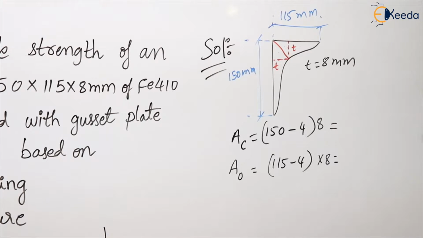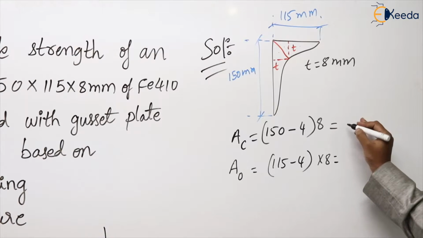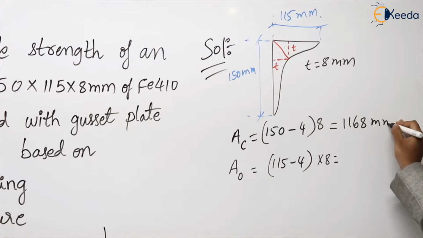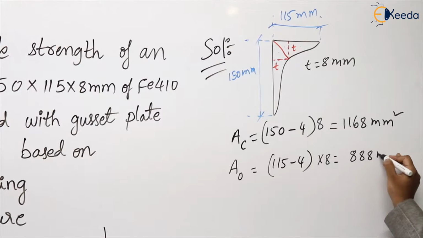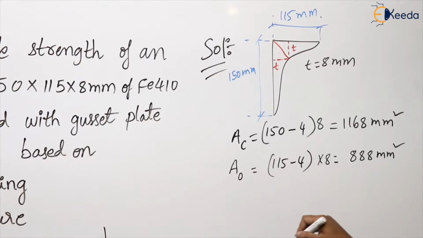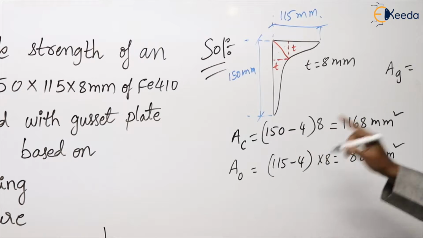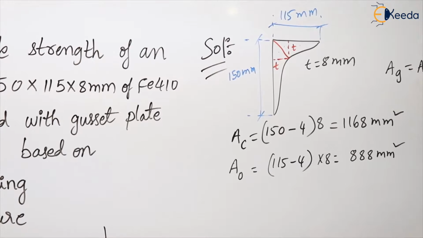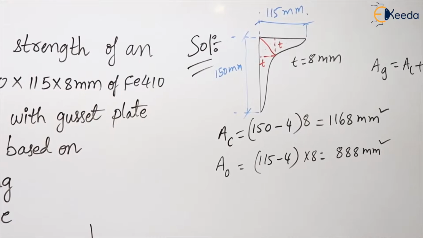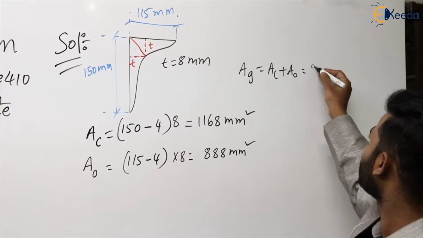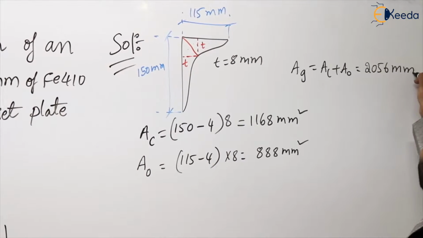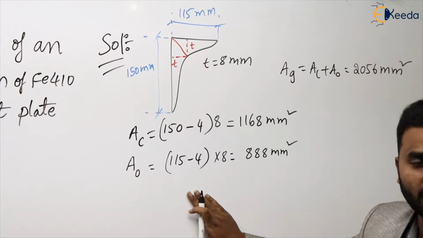It is 1168. So the area of the connected leg is 1168 mm square, and the area of the outstand leg, 111 into 8, is 888 mm square. Now the total area, AG, is the summation of AC plus A naught, which is 1168 plus 888, which is 2056 mm square. This is how to calculate the area first for the given angle.